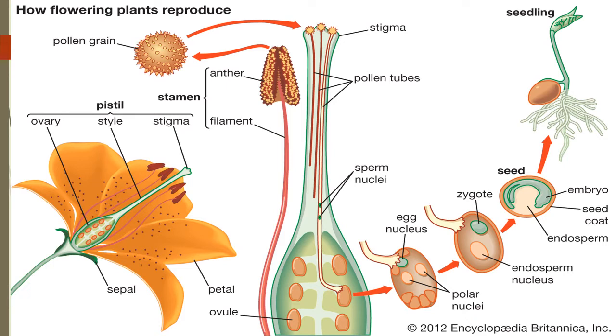Here are shown parts of a flower: sepal, petals, stigma, style, ovary, and we can see how pollen grains from the anther of a flower transfer to the stigma of the carpel, and through pollen tubes these pollen grains go into the ovary, where sperms and eggs are combined and form a zygote, and this zygote transforms into a seed, and this seed develops into a new seedling, which is a new plant.